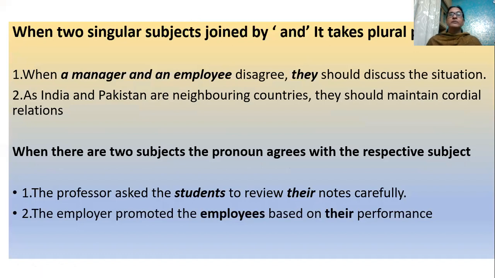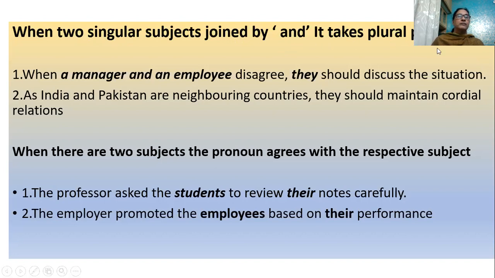When two singular subjects are joined by and, it takes a plural pronoun. So this is entirely different from neither, nor, or are. There we have to use singular, but here if we join two singular subjects by and, it takes a plural pronoun.